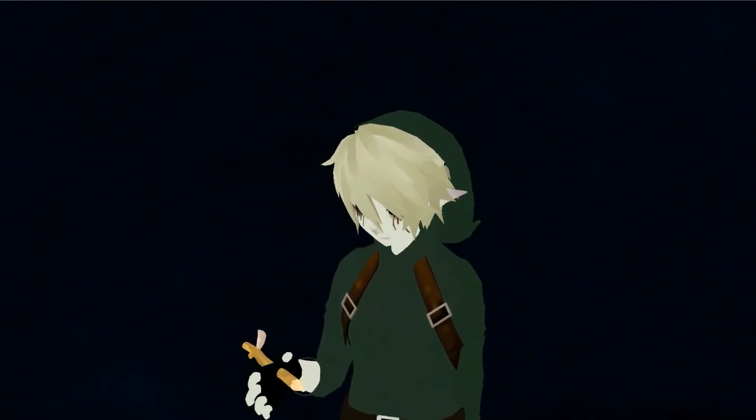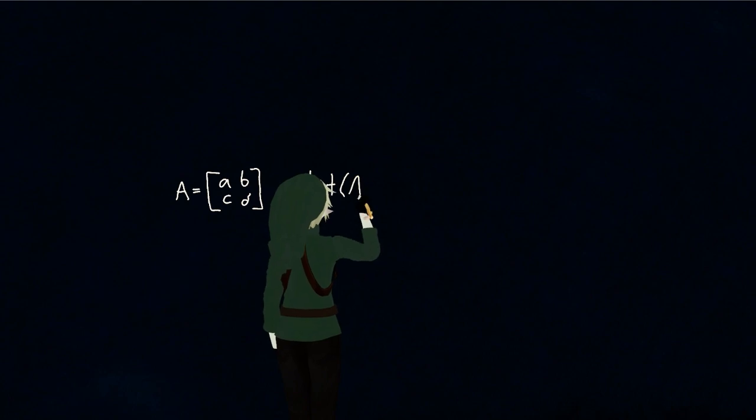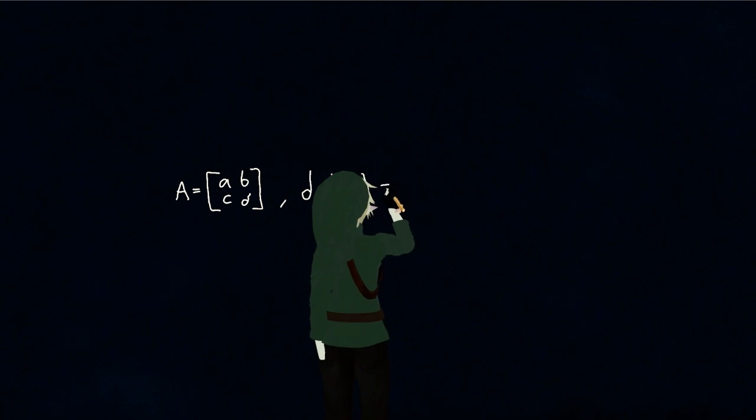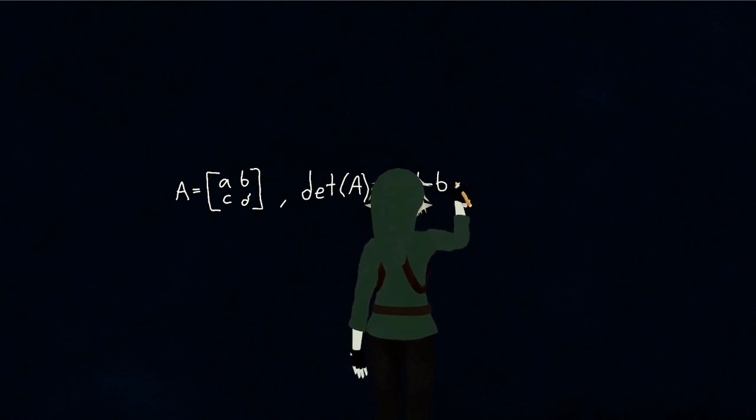Now, what is a determinant? Let me show you. We'll first start off with a 2x2 matrix. For any 2x2 matrix, we write det of A. This is our determinant of A. And the formula is equal to AD minus BC.